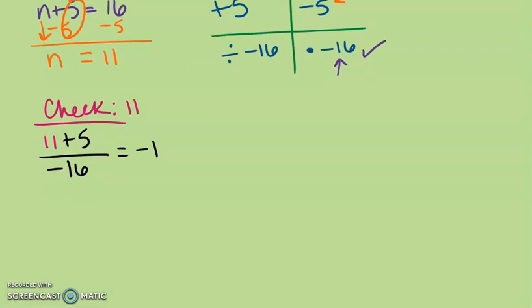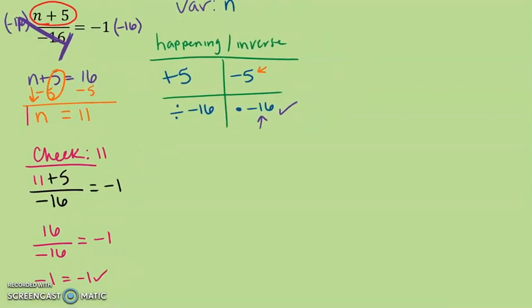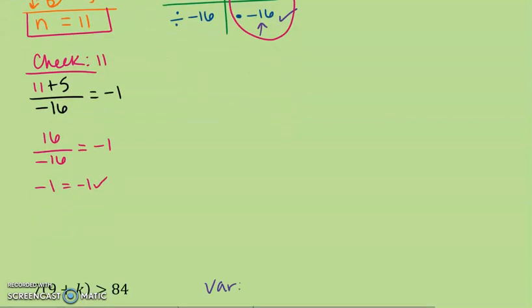So now I need to simplify what's up top. 11 plus 5 gives me 16, divided by negative 16 equals negative 1. Positive 16 divided by negative 16 is negative 1, which equals negative 1. And that is true, that is accurate. So in the grand scheme of this problem, n does in fact equal 11. So that problem wasn't too bad. It looks a little scarier just because the fraction is a little bit longer, but it still just took us two inverse operations to solve it. So let's move on to a new one.